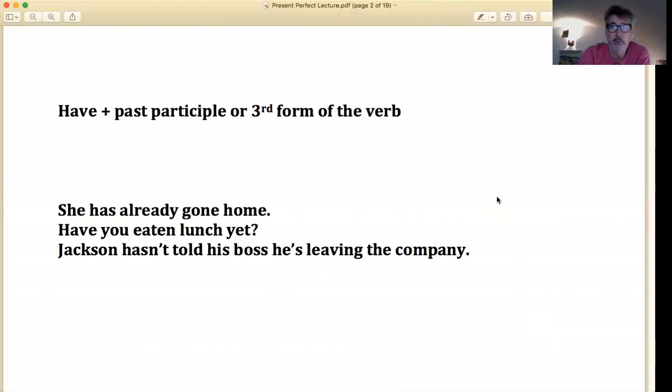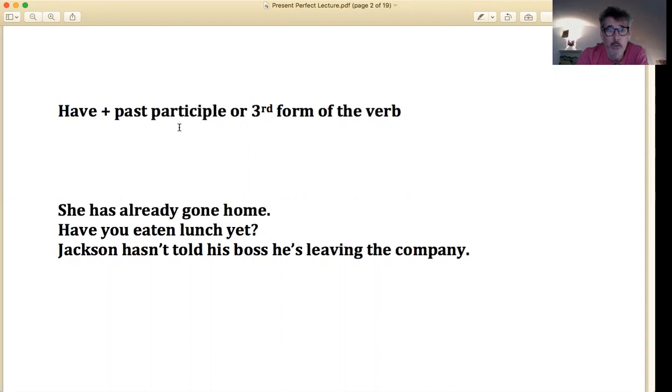So first, let's just start with how do we form it? How do we make it? And you should know this already. This is something that isn't going to be a surprise to you, but we use the have, and that's going to be the only verb that's conjugated when we use it. The other two will stay the same, and it's in the present tense.